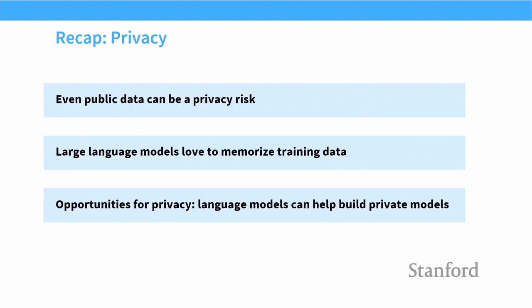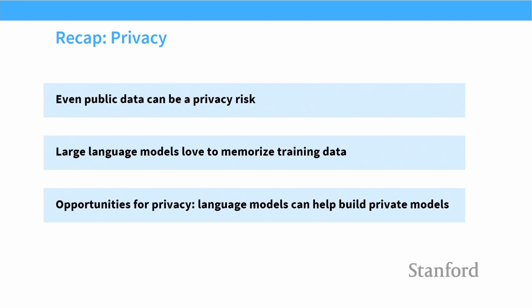So to wrap up, this was in two parts. The first thing that I want you to remember is that language models do pose a privacy risk. They scrape the internet, collect all this data, and aggregate it. That is a privacy risk. Let's not beat around the bush here. And large language models will memorize training data. So these threats are real.